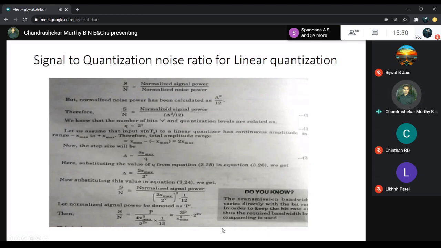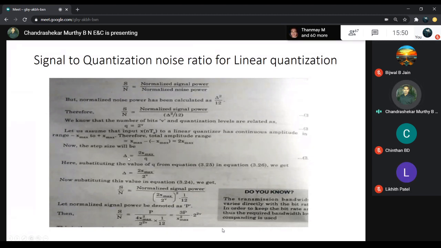So what is the normalized signal power? We are just representing it as P. We are not considering any given signal, so let it be P. And what is delta? Delta is nothing but 2 x max by Q, which was already derived in the previous class.